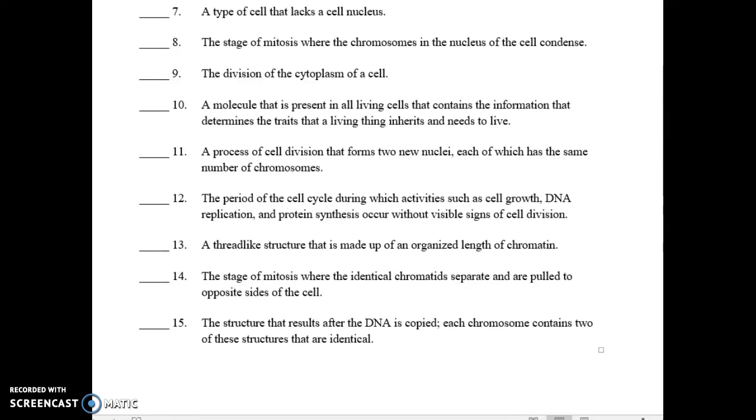Number 11. This is a process of cell division that forms 2 new nuclei, each of which has the same number of chromosomes. Number 12. This is the period of the cell cycle during which activities like cell growth, DNA replication, and protein synthesis occur without any visible signs of cell division.